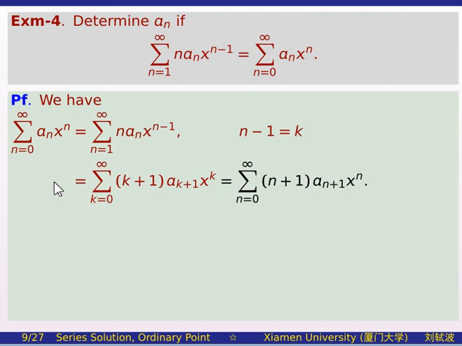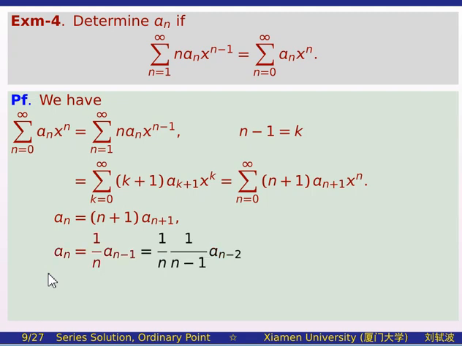Now comparing the left hand side and the right hand side, the coefficients of the same power of x must be equal. Otherwise, this equality could not be true. So we see that an equals (n plus 1) a_(n plus 1). So using this, we see that an equals 1 over n times a_(n minus 1). As long as n minus 1 is non-negative, we can apply this again and again. So a_(n minus 1) becomes 1 over (n minus 1) times a_(n minus 2).